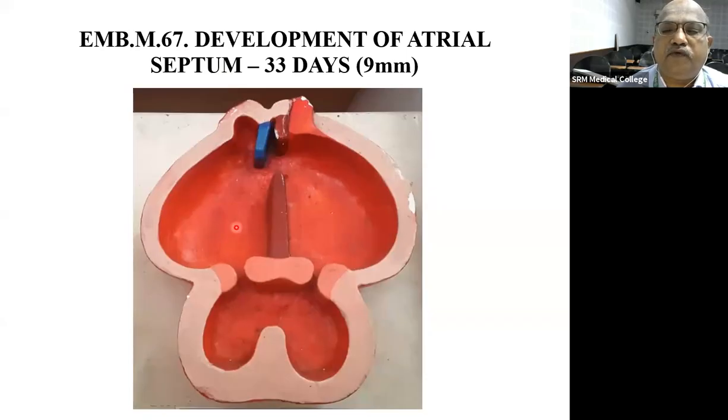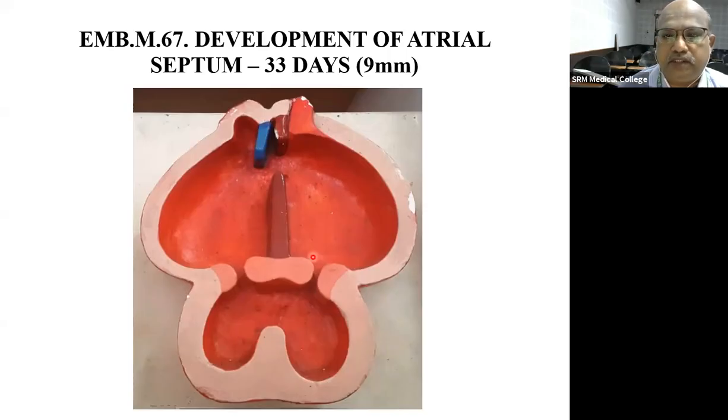Now this is our AV canal, the canal between atrium and ventricle. So this is the AV canal on either side. In the AV canal, that is the atrioventricular canal, we have formation of a cushion or septum. That is called the AV cushion or septum intermedium.